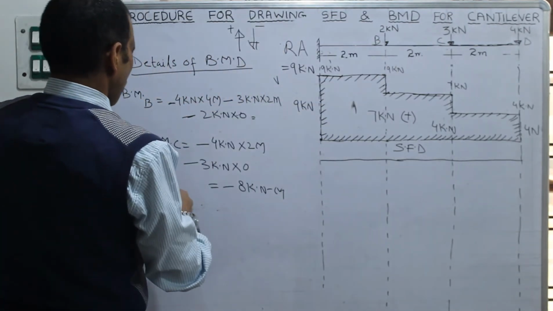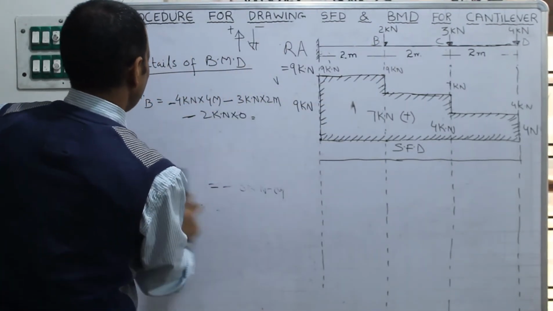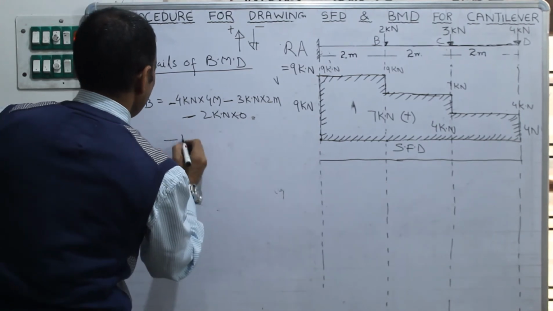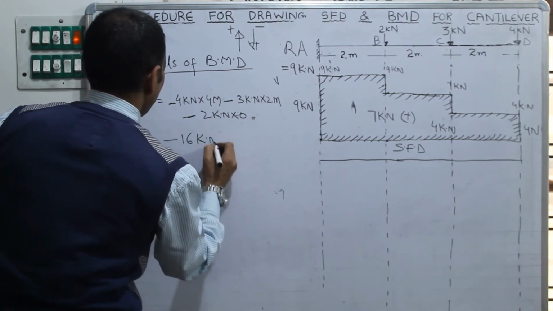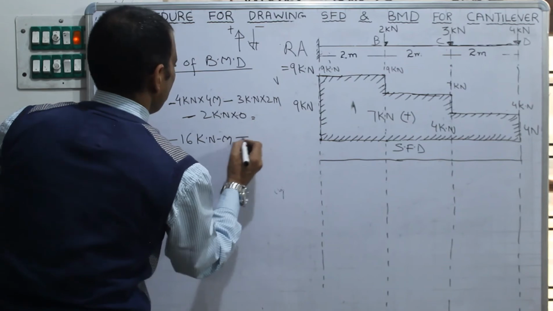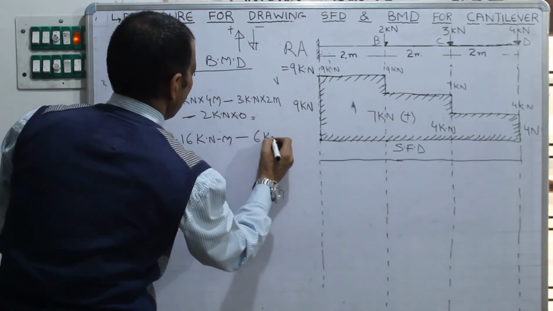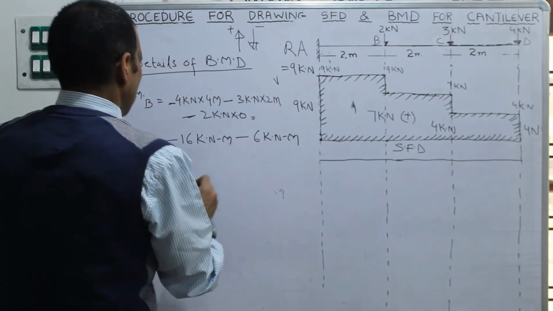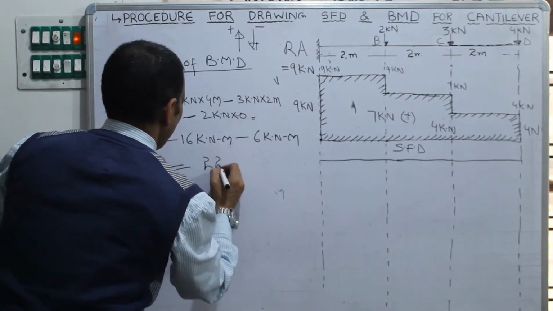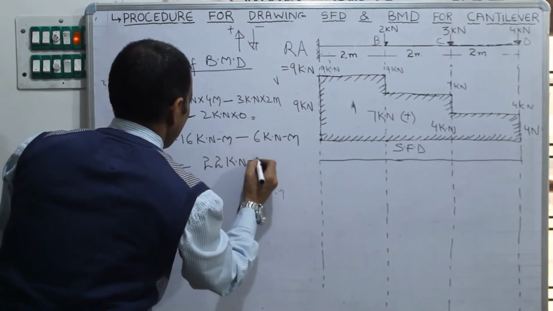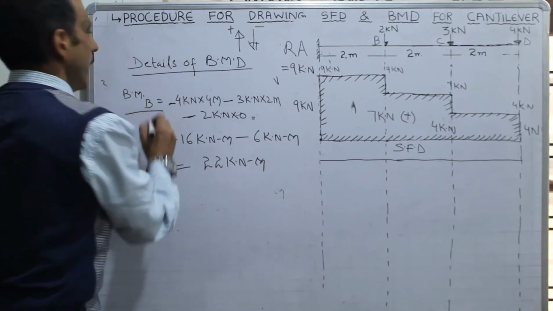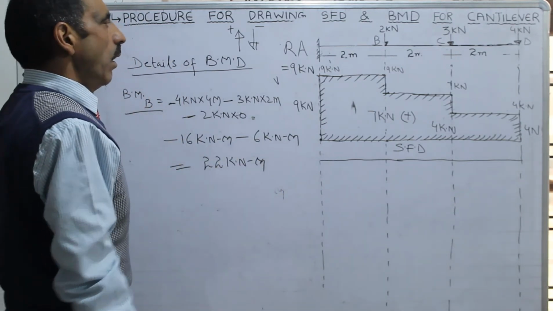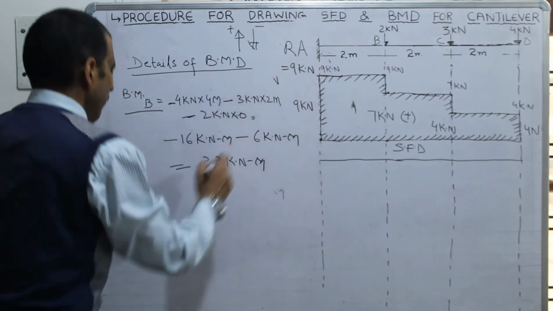And जब हम इसको कैलकुलेट करेंगे, it comes minus 16 kilonewton meter and minus 6 kilonewton meter. That is 22 kilonewton meter. This is bending moment at B, right? After that I will go to bending moment at A.